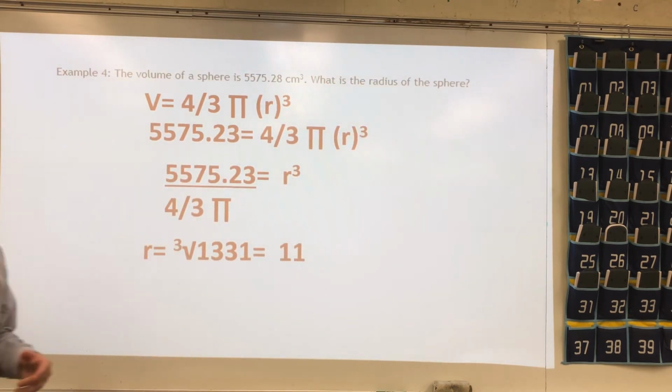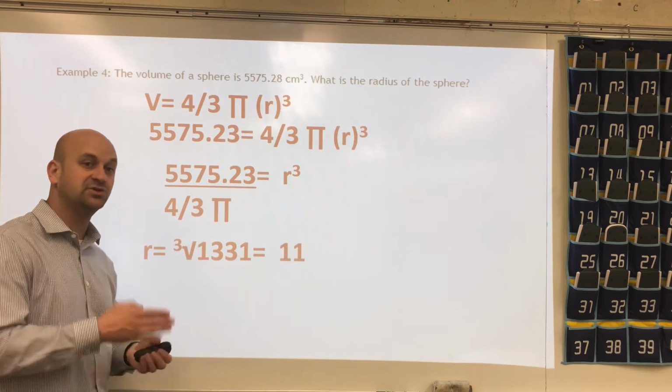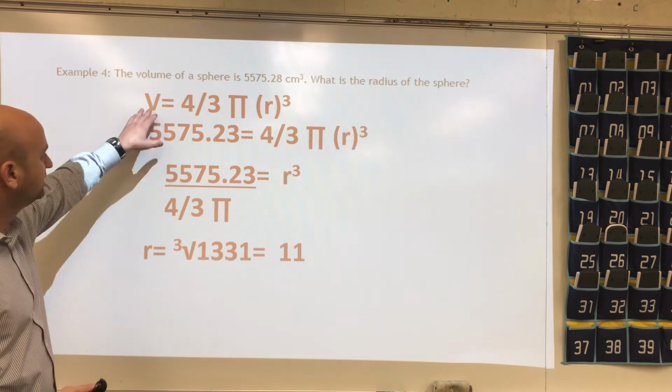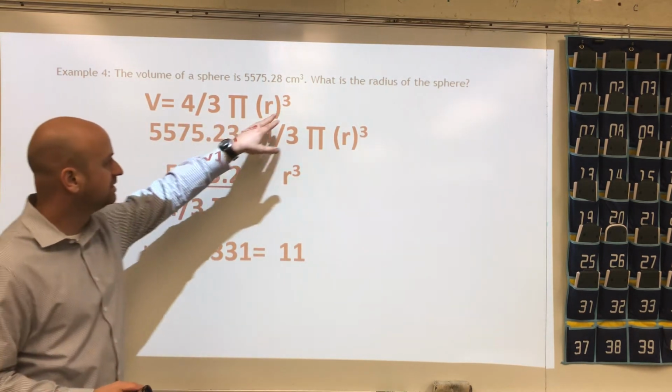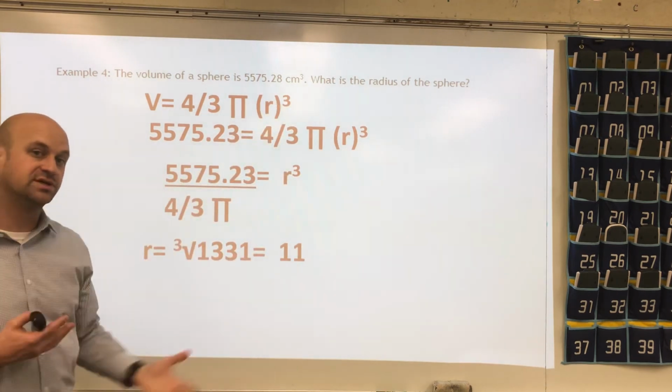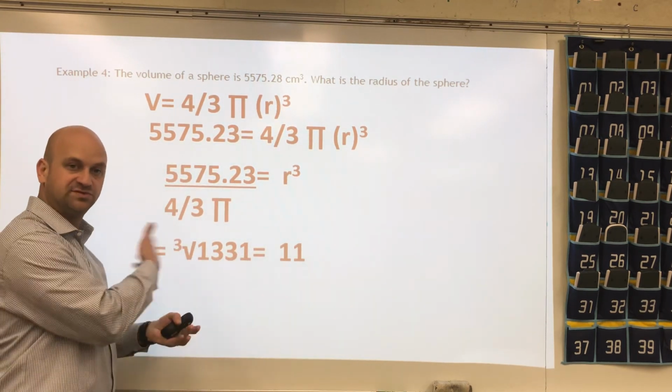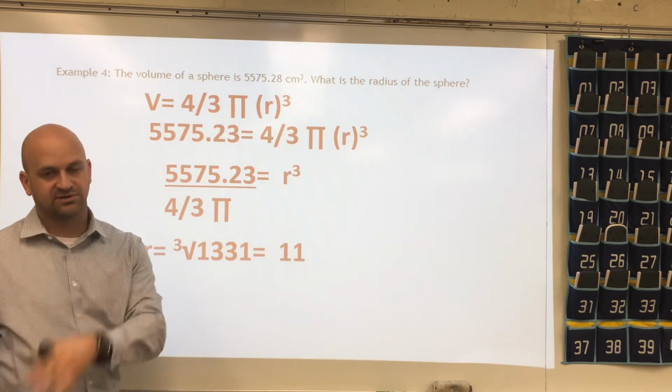Example 4, this is one example where they give you the volume itself, and then you have to now find the radius. Because in our equation, we only have two variables. We have volume and we have radius. And so there's only two ways to solve this. You can either find the volume, which we've just done a couple times, or you can find the radius.